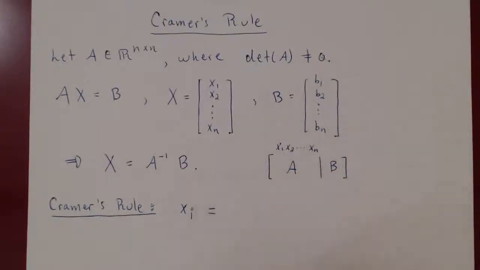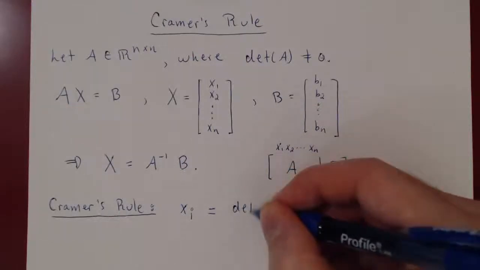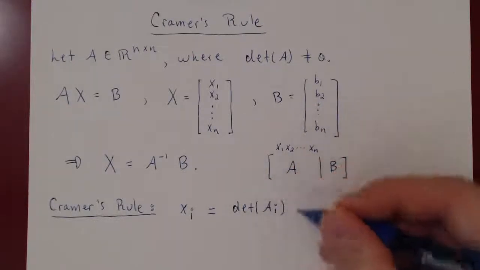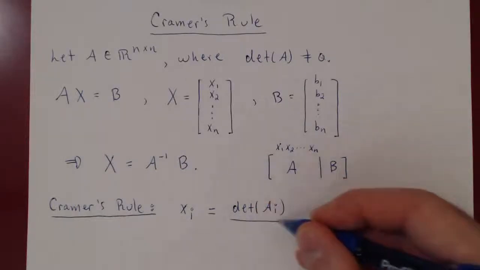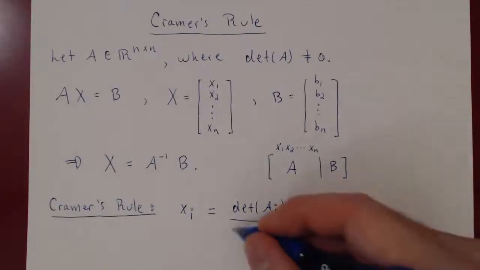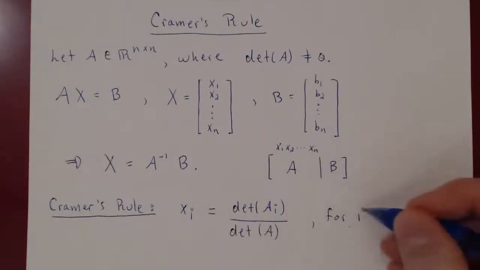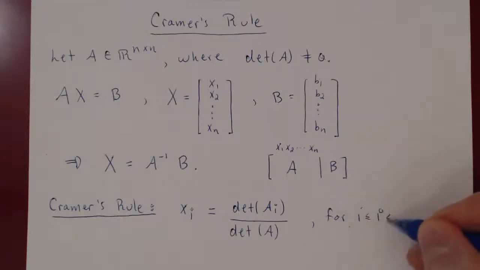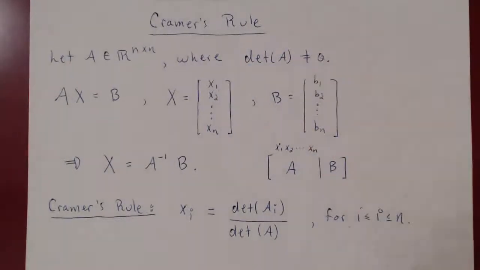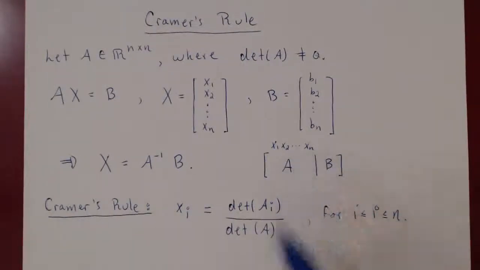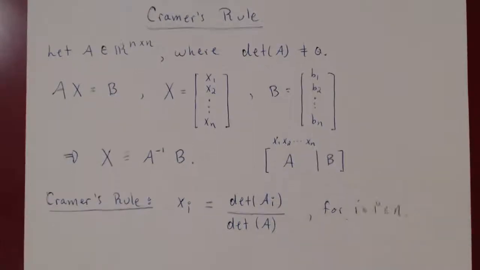Well, Cramer's rule gives you a way to solve for xi without having to solve for any of the other variables. And the result is simply the determinant of Ai, and we'll define this in a second, over the determinant of the coefficient matrix. And this is true for any given variable. So for any given i between 1 and n, therefore for any variable. The only question here is, well, what is Ai? How do we construct it? We already have A from the beginning. How do we construct Ai?